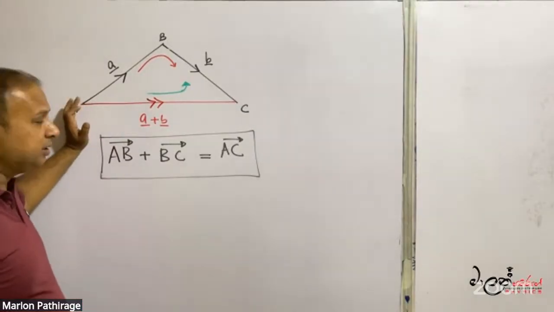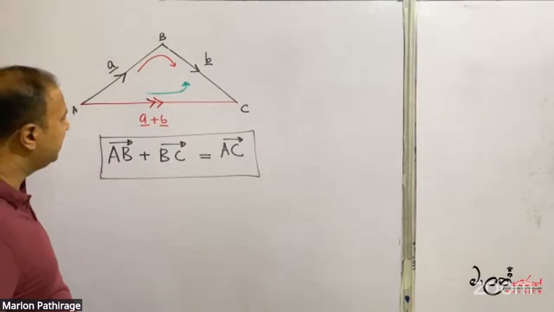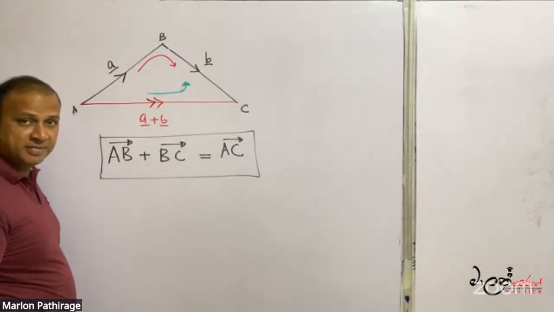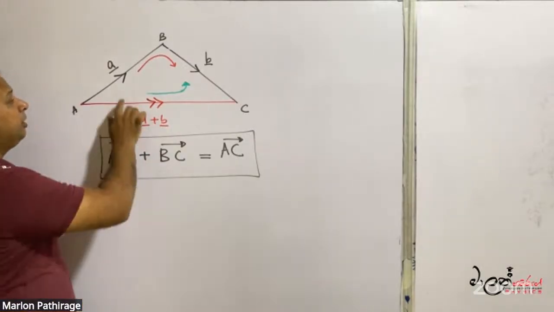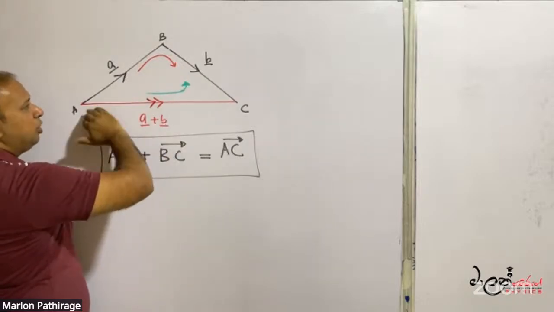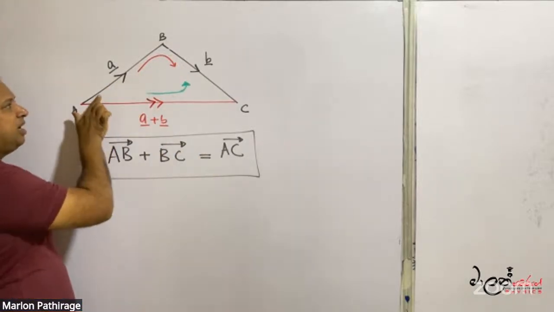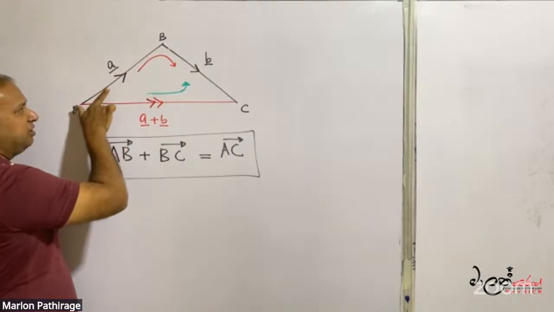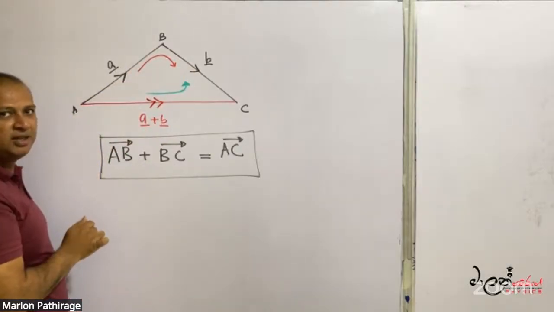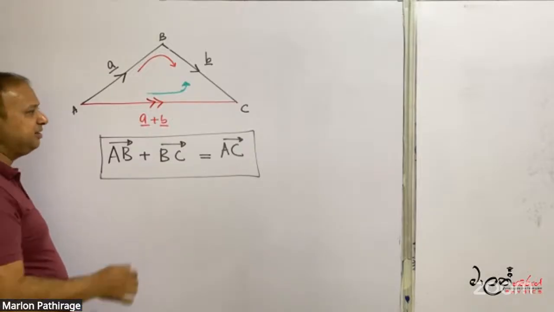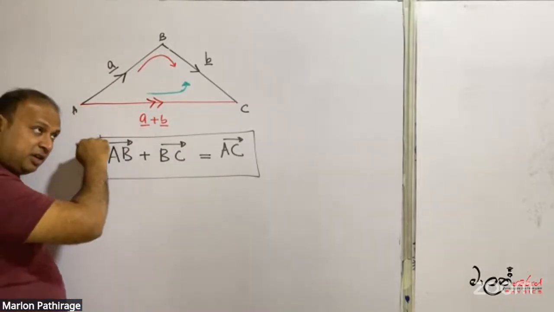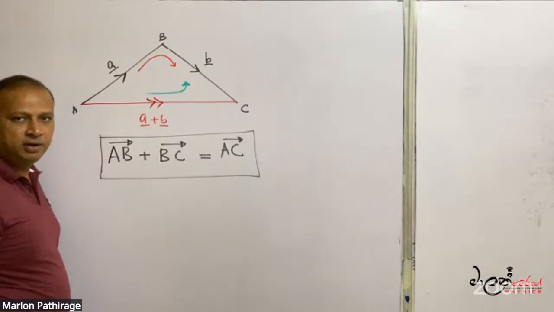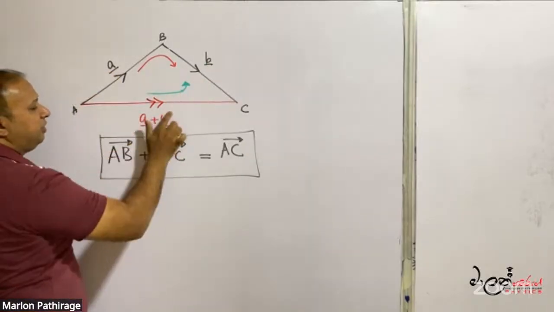That means the theorem says if two vectors are represented in magnitude and direction by two sides of a triangle which are in the same mode, same mode means they are moving in the same direction, then the other side, which is taken against the order, will represent the addition of these two.